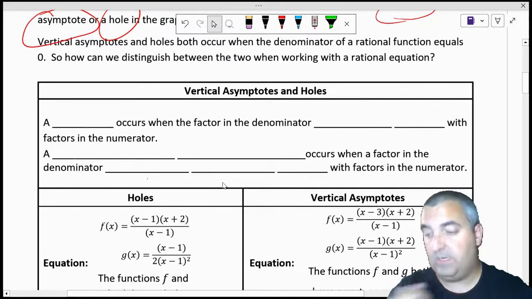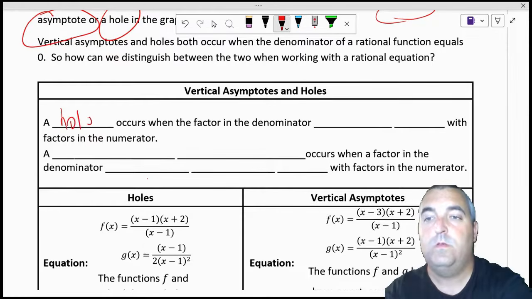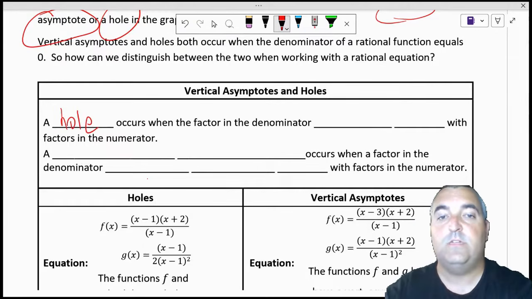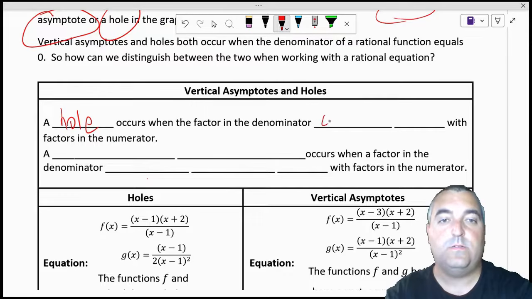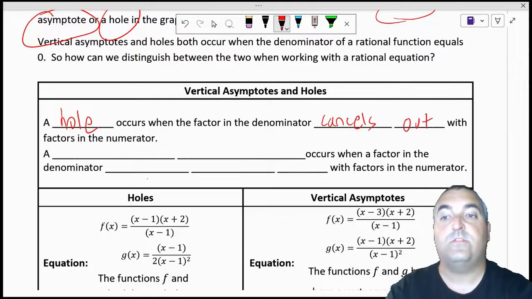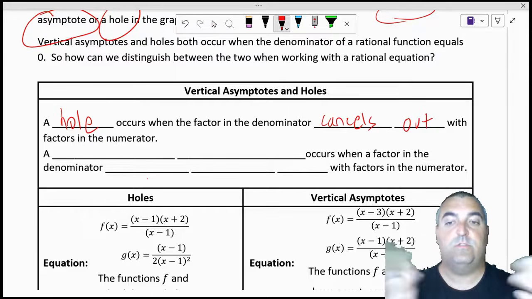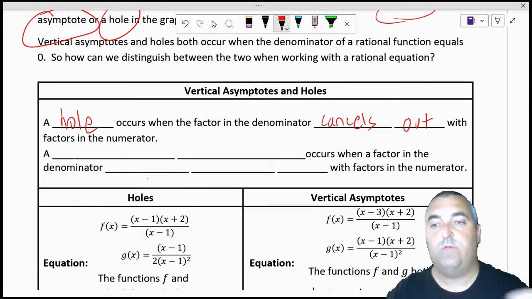So the first one, a hole, occurs when a factor in the denominator cancels out with a factor in the numerator. Okay, so if you have a factor in the numerator and a factor in the denominator that cancel, you have a hole.